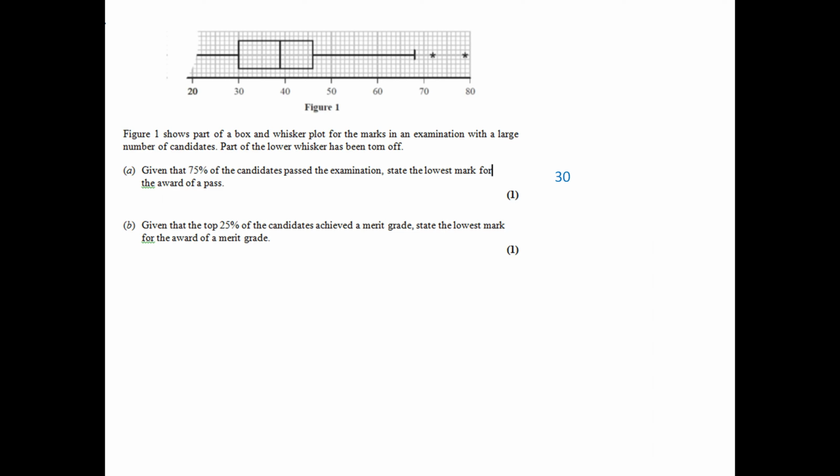Part B says, given that the top 25% of the candidates achieved a merit grade, state the lowest mark for the award of a merit grade. Well, if 25% of candidates scored above, that means 75% of candidates scored below, i.e. that's describing the upper quartile, which on my box and whisker plot is here at 46.